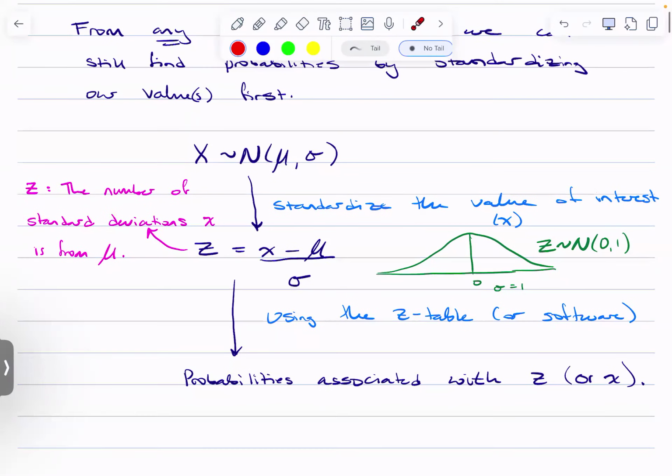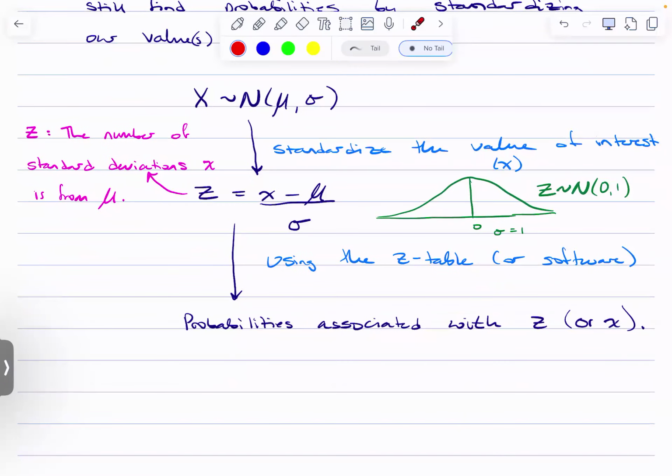Then from Z, we can use the Z table. In class, we're going to use the Z table. But of course, in life, you would use software, Excel, or some other software. There's online calculators and things like that that you can use. But for in class and for the assignments, you're going to use the Z table unless it tells you to use Excel. And you've got an Excel assignment showing you how to do it. So Z is your middleman, and then we can use the Z table to find probabilities.